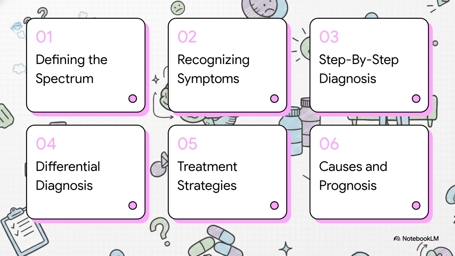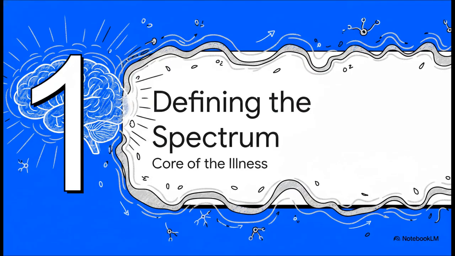Here's our agenda for today. We'll be moving logically from defining the spectrum to recognizing symptoms, step-by-step diagnosis, differential diagnosis, treatment strategies, and finally, causes and prognosis. All right, Section 1, Defining the Spectrum.